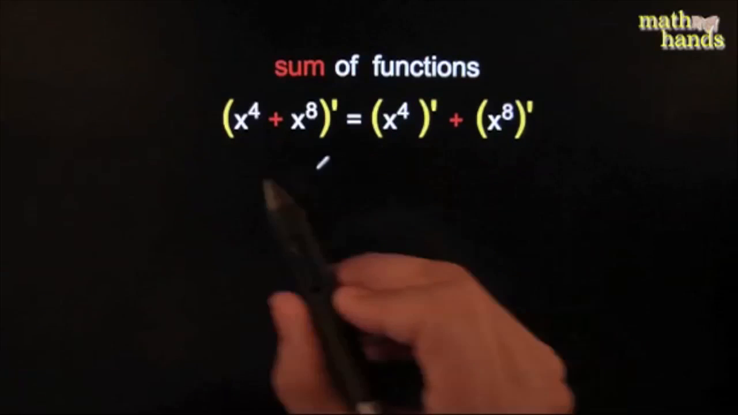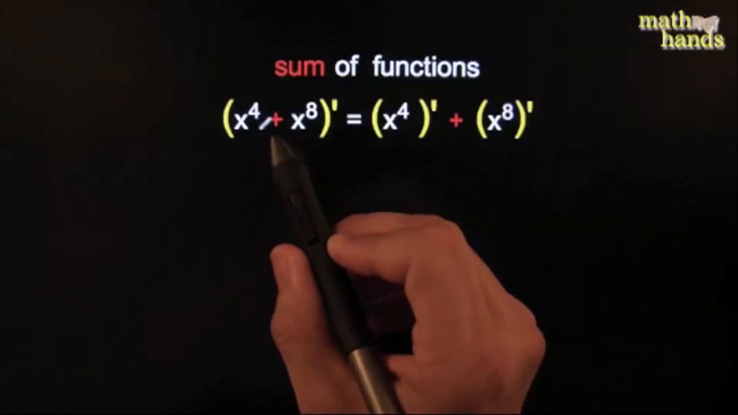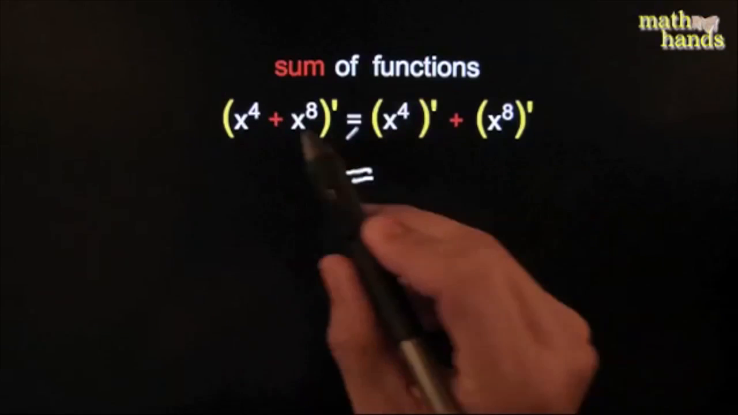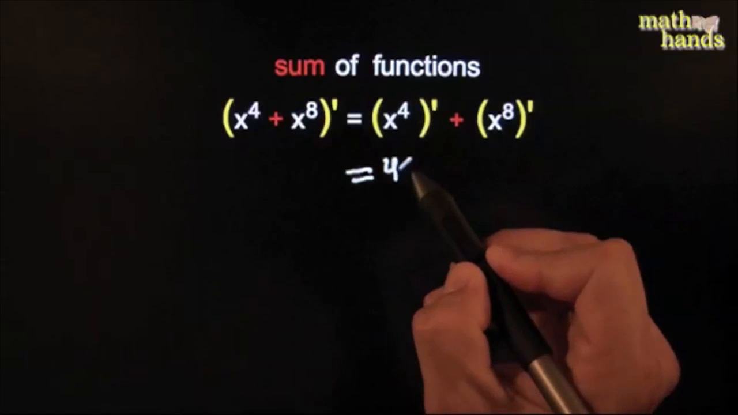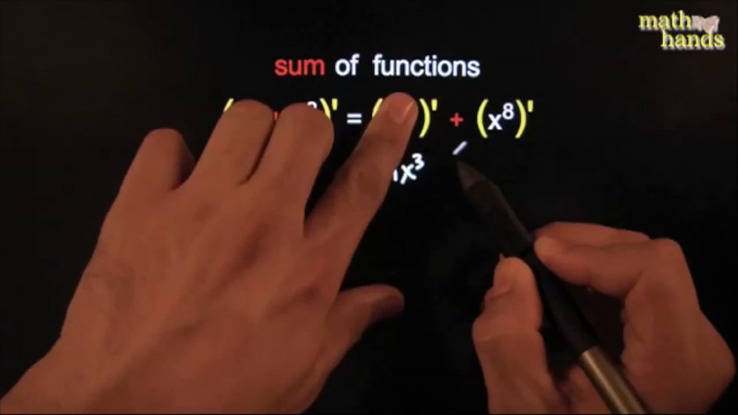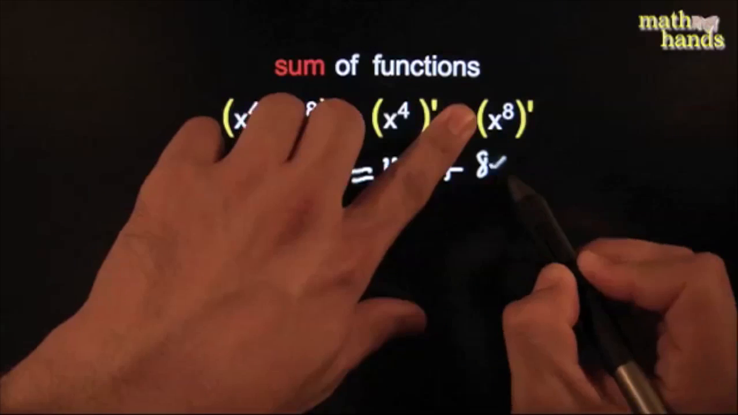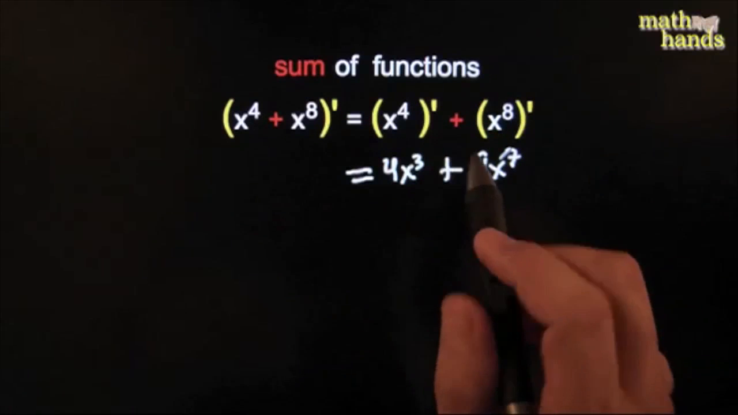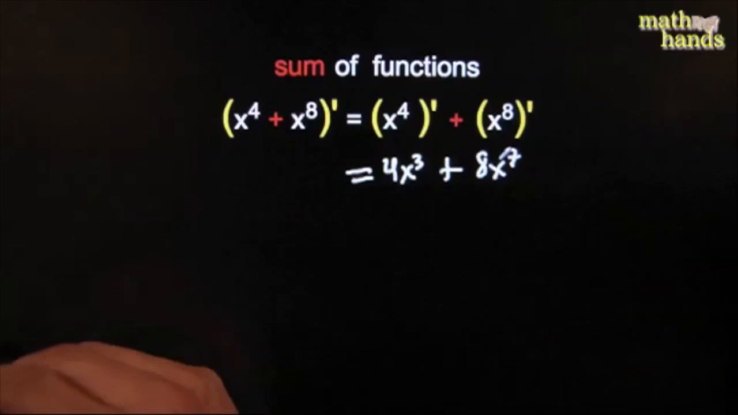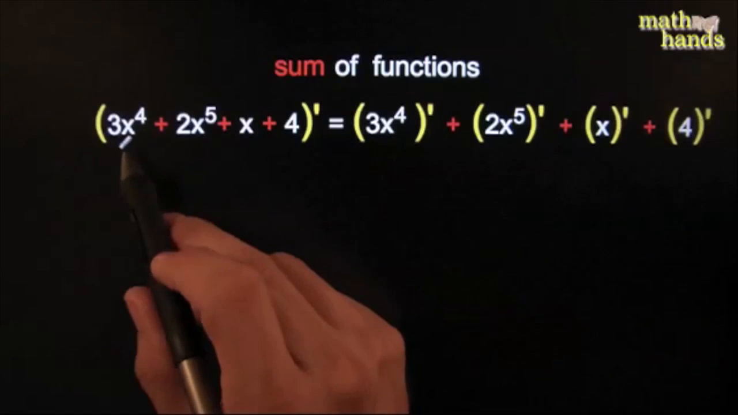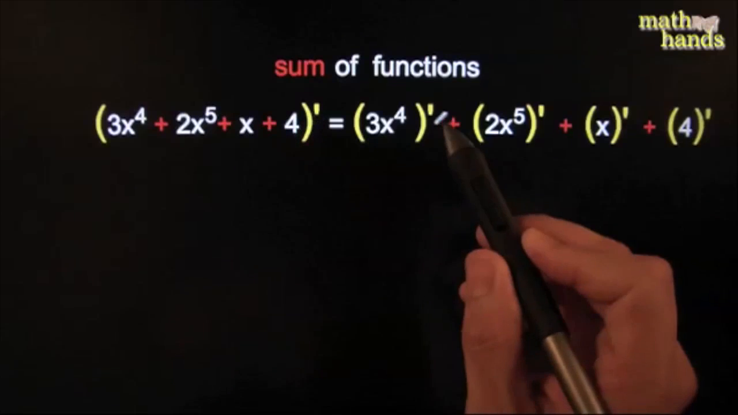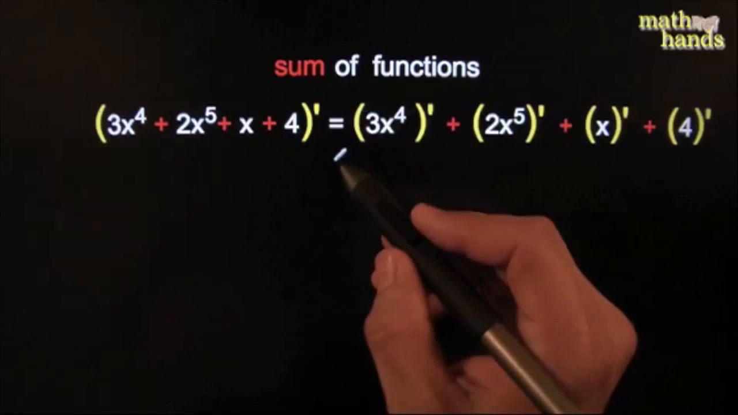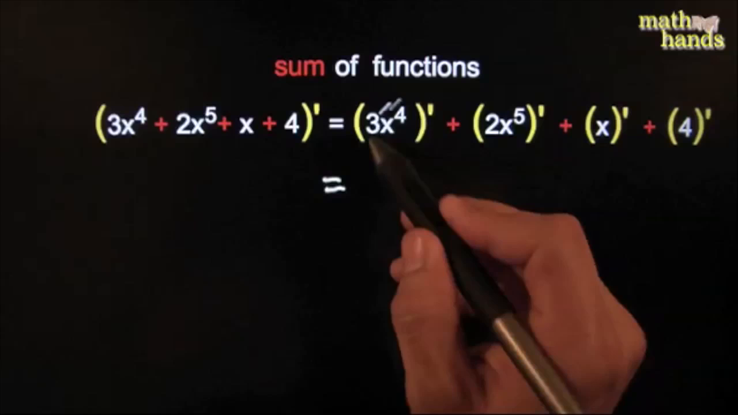What if you had a different sum of polynomials? Well, you just do each piece separately. This would be 4x to the third, and you're done with that piece, and then you go 8x to the 7th. Of course, I'm bringing the 8 down, subtracting 1. No yippee-ki-yay here. That's too easy. What if you had the sum of 3 or 4 different things? Still the same thing. You just do each piece separately. I would handle this piece separately.